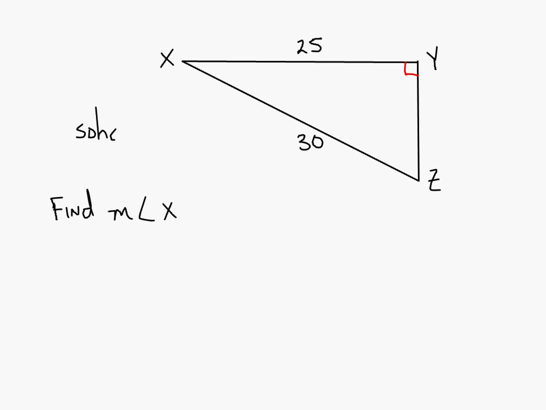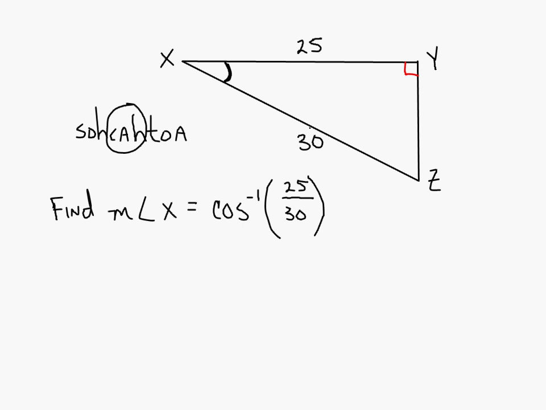All right, if we're going to find the measure of angle x right here, the measure of angle x is going to be equal to, in relation to angle x, we've got adjacent and hypotenuse. Adjacent and hypotenuse is cosine. So the measure of angle x is equal to cosine -1. Adjacent is 25 and hypotenuse is 30. So 25 over 30, second cosine. 33.56. Is that what you guys got? Okay.